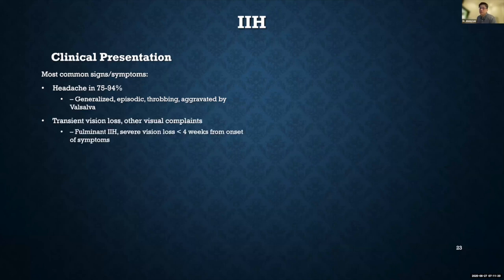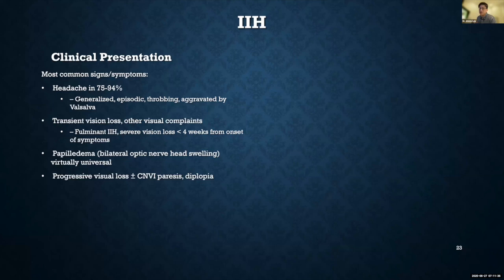And one of the most important things about IIH is the visual impact. So visual loss; fulminant IIH could be severe vision loss in less than 4 weeks. They usually always have papilledema. And so progressive vision loss is one part. The other part could be cranial nerve 6 palsies. And it can also present with tinnitus, vertigo.